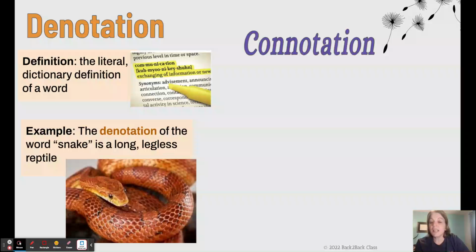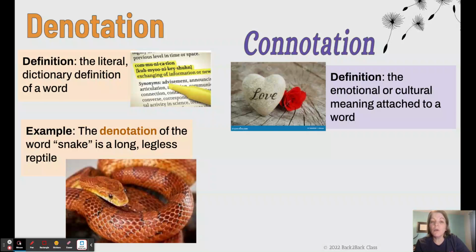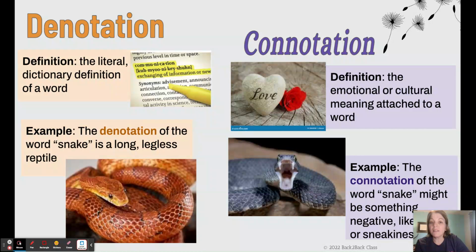Next, let's discuss connotation. Connotation is the emotional or cultural meaning attached to a word. For instance, the connotation of the word snake might be something negative, like danger or sneakiness. And here is an image of a heart with a rose to help us understand connotation. This image evokes feelings and associations beyond just the literal meaning.